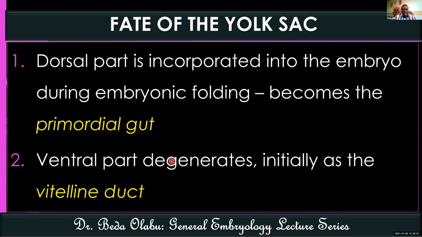The ventral part, however, degenerates. Just means it involutes, it disappears. So in its journey of disappearance, there'll be first a narrow connection between the primordial gut and the yolk sac that is involuting. That narrow connection is what we call the vitelline duct. This vitelline duct also disappears eventually.